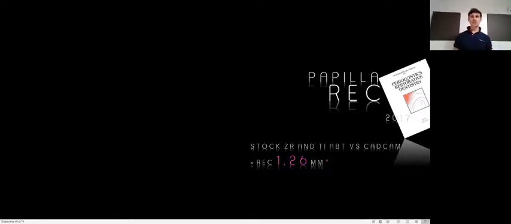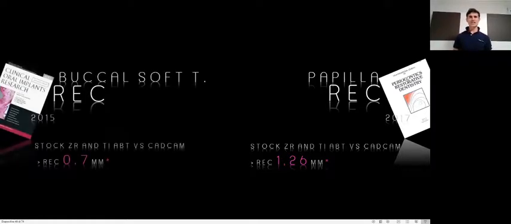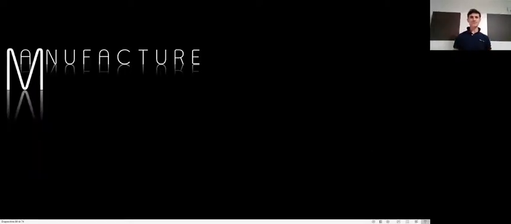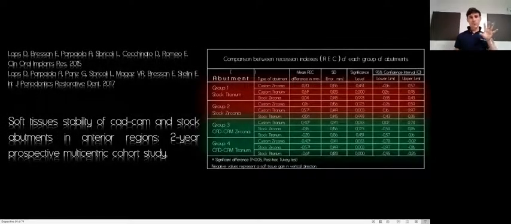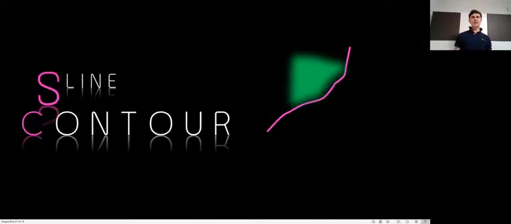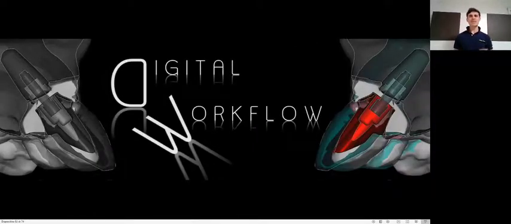manufacturing system, just following the rules that we can find easily in the literature, telling us that a customized emergence profile shape can support much better peri-implant soft tissues if compared to stock, and the manufacturing data are supporting this kind of choice. So we provided with the dental technician to be sure that an adequate S-line contour can be provided in order to save space for the soft tissue horizontally and vertically.